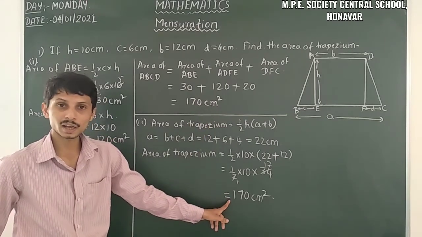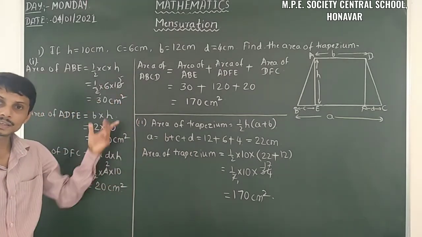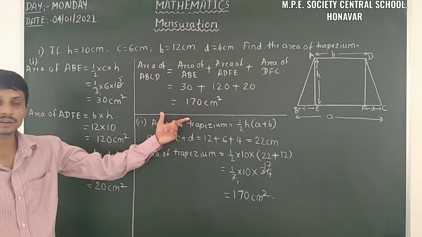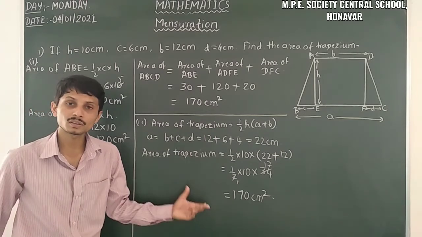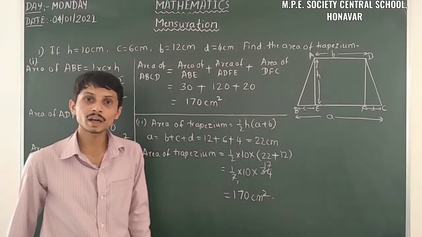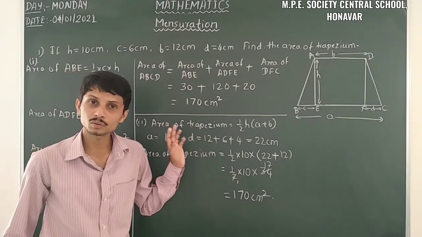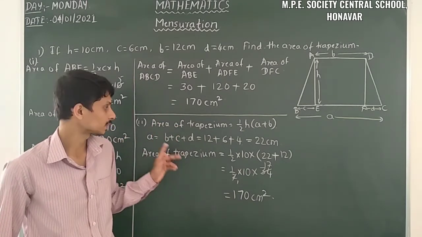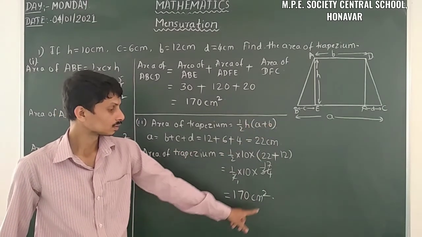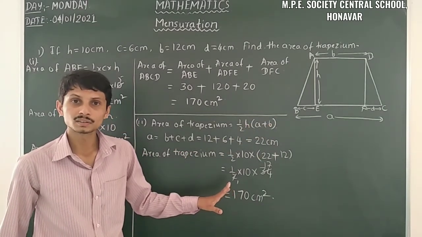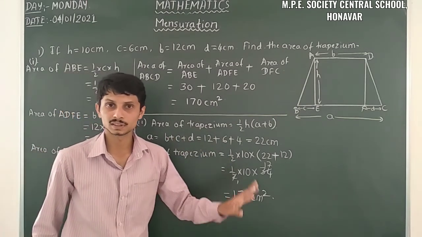In this process also we have 170 centimeter square, which is the easiest. In the other method we need some time to find the answer, but here in a short time we can find the area of this trapezium. That's why use this method to find the area of the trapezium. Using this formula, we can easily find the answer. So just use the formula of area of a trapezium.